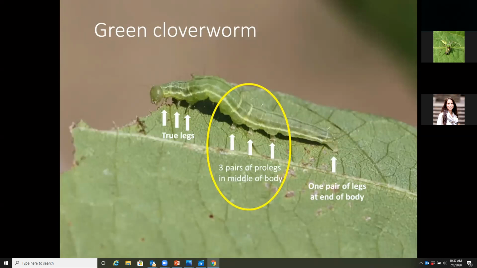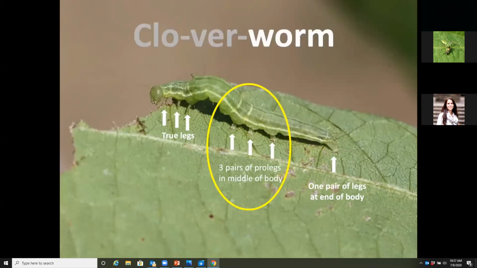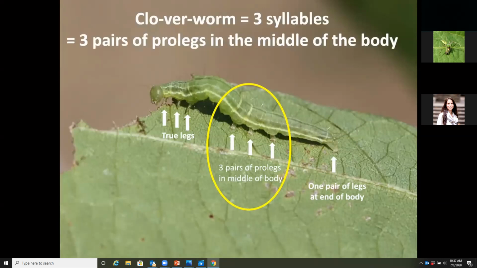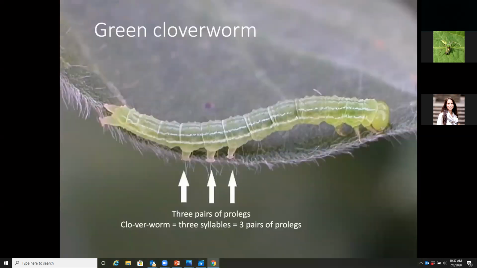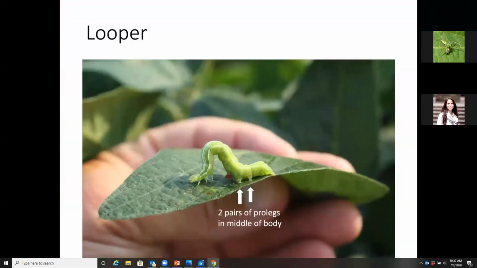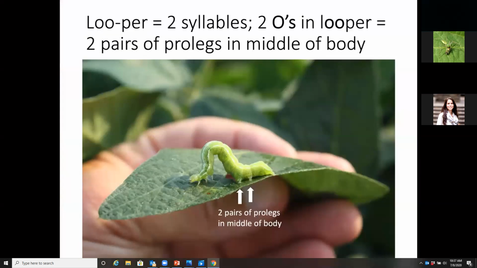The way I remember to tell if it's a green cloverworm versus a looper is that cloverworm has 3 syllables. Cloverworms have 3 pairs of prolegs in the middle of the body. This distinguishes it from other caterpillars found in soybeans. Additionally, they will also wriggle spastically if you put one in the palm of your hand and prod him just a little bit. This is a looper. Looper, 2 syllables, 2 O's in the word looper, 2 pairs of prolegs in the middle of the body.